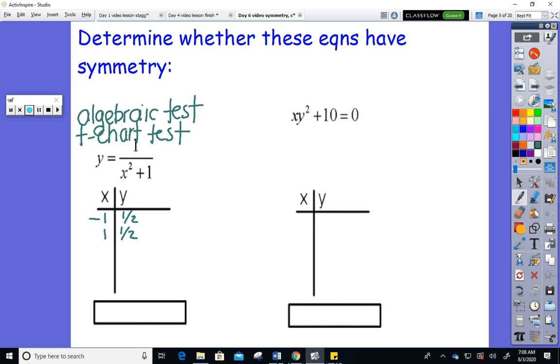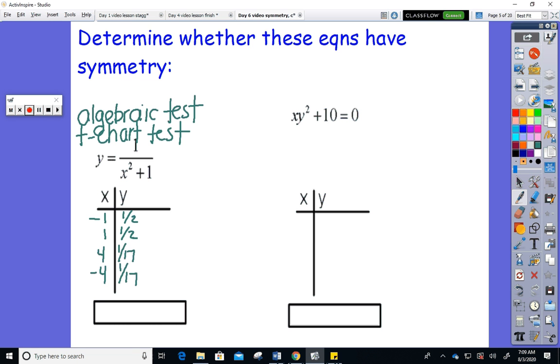Well, I need to do one more pair of x's to make sure I have a trend and that this wasn't just a coincidence. I can pick any x's I want. I can be wild and crazy and pick 22 and negative 22, or you can keep your number small, which is normally what I do. But whether I square 4 or negative 4, 4 squared is 16, and 16 plus 1 is 17. So both of those give me 1/17.